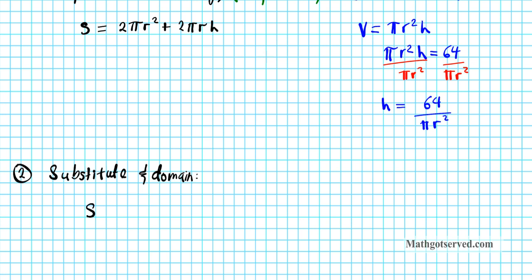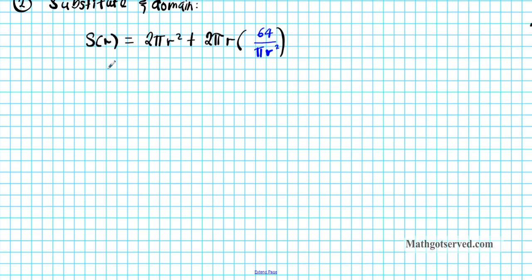So S in terms of r, because h is going to get substituted away, will become 2 pi r squared plus 2 pi r times h, taken from the constraint function, which is 64 over pi r squared. Simplify it a little bit, and that will give us our new function for the surface area. S of r is equal to 2 pi r squared plus 2 times 64, which is 128 pi, and then r goes here once, so 128 pi over r.